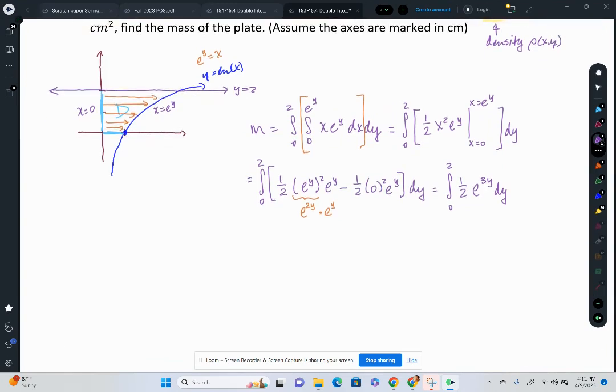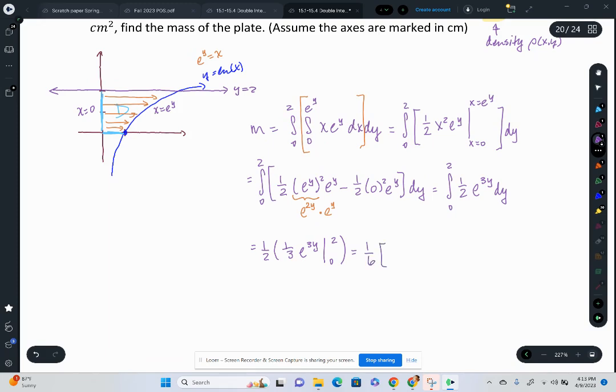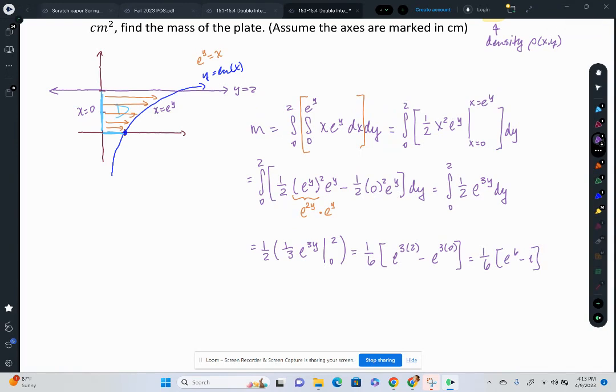All right, so now I need to integrate e to the 3y, and that multiplier that's in the exponent, when I integrate, that'll become a divider. So this becomes 1/2 times 1/3 e to the 3y from 0 to 2. Evaluating it, let's pull this 1/6 out. We have e to the 3 times 2 minus e to the 3 times 0. And that gives me 1/6 times e to the 6th minus 1. And that's our final answer. That is the mass of that lamina that's shaped like that with the particular density we are given.